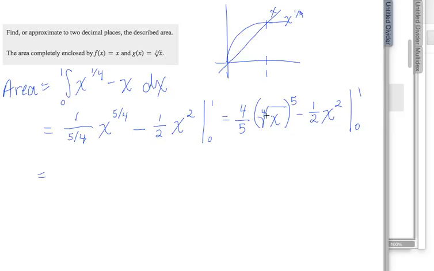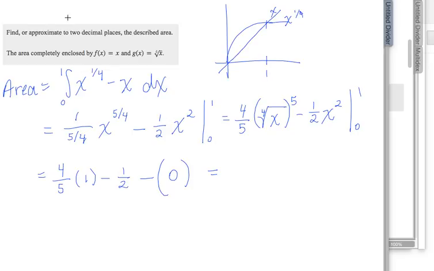Okay, so then we plug in 1 minus plug in 0. So when we plug in 1, we have 4/5 times the fourth root of 1 is just 1, and 1 to the fifth is 1, so just 1 there. Minus 1/2 times 1 squared is 1. I'm going to leave that. Minus the fourth root of 0 is 0. 0 squared is 0. So when we plug in 0, you just get 0. So our answer is 4/5 minus 1/2.